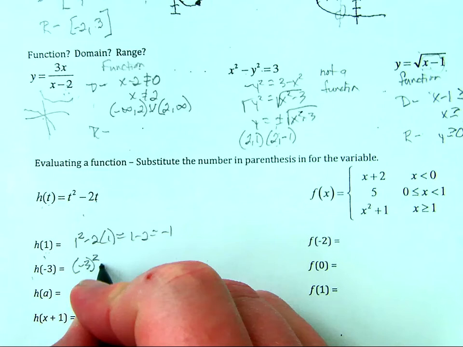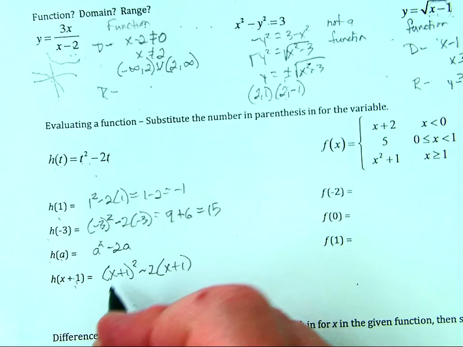The one that always gives us trouble is this x plus 1. Again, it's the same thing. Whatever's in parentheses, we put in for the variable. So we're going to put x plus 1 in for that t. So we're going to have (x plus 1) squared minus 2 times (x plus 1). If we squared this out, it'd be x squared plus 2x plus 1. If we distribute the negative 2, that'd be negative 2x minus 2. If we combine like terms, we have an x squared. 2x and a negative 2x cancels out. 1 plus a negative 2 is a negative 1.